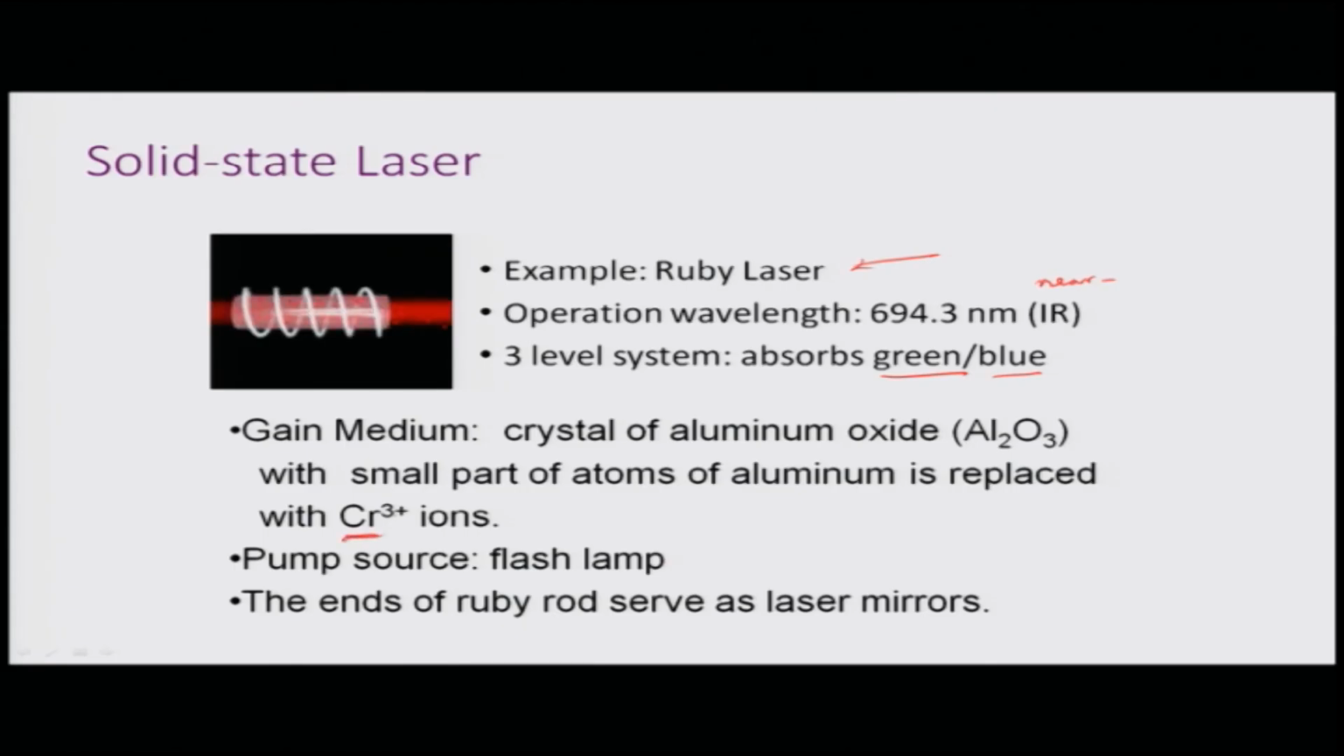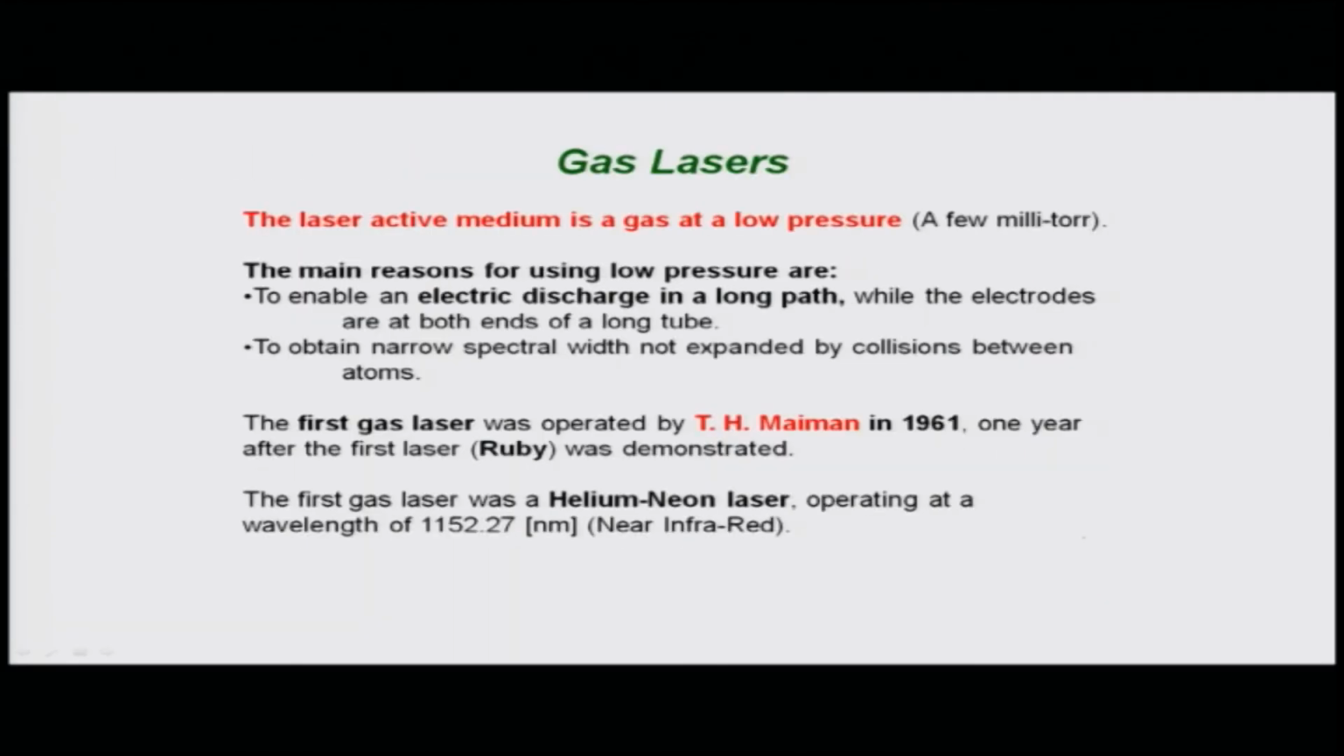So, that is the active source that we are looking at. The pump source is a flash lamp in this case, and the ends of the ruby rod serve as laser mirrors. It was the basic idea behind this.